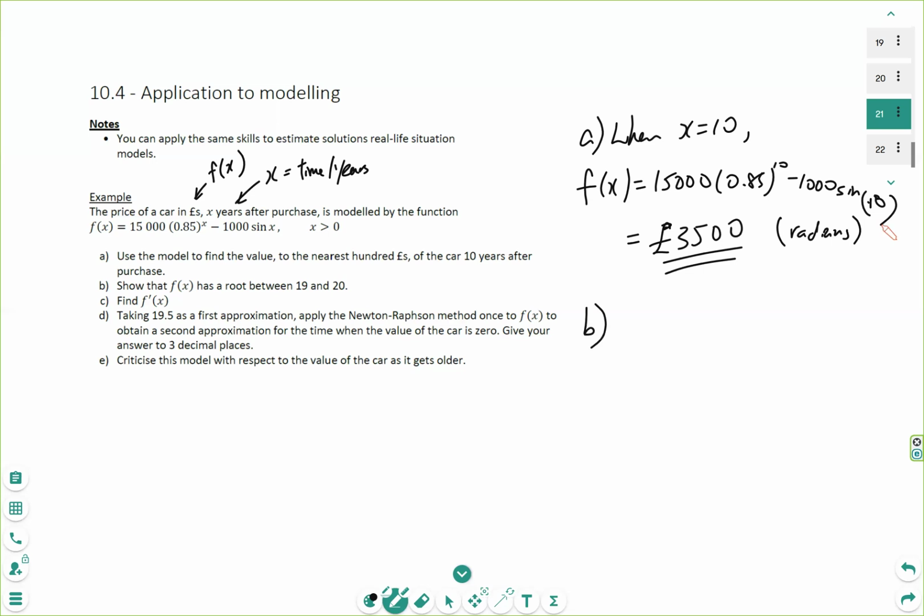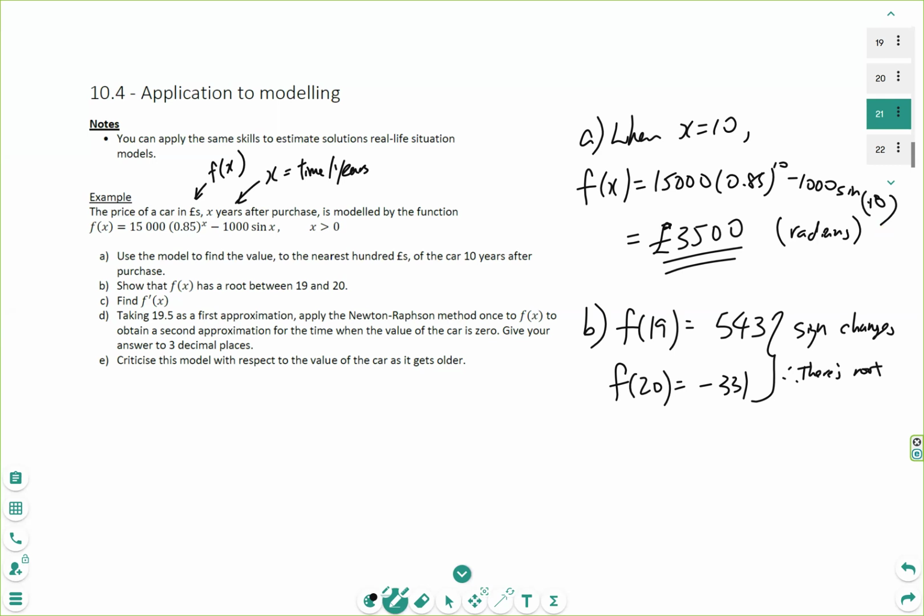Part B, show that f of x has a root between 19 and 20. The method we have to use? Guess what? Sign change. So we'll do f of 19. Put 19 in the calculator, you get 543, and put 20 in the calculator, you get negative 331. So we can wrap it up: sign changes, therefore there's a root between 19 and 20. Okay, simple, easy peasy.